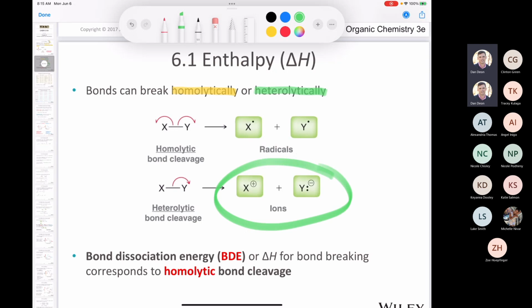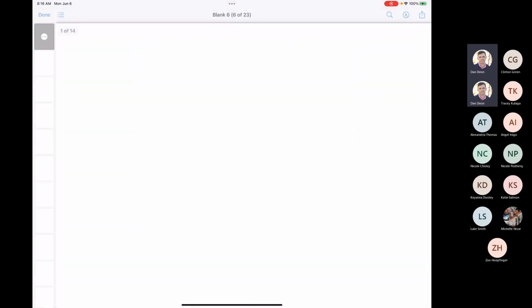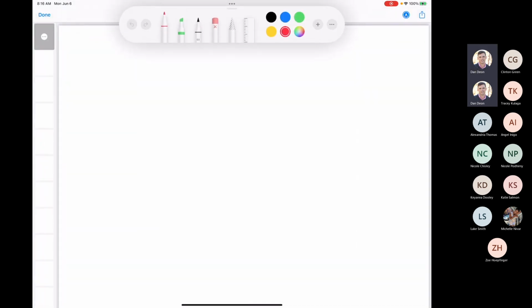And the bond dissociation energy, or the delta H for bond breaking, corresponds to homolytic bond cleavages. And so from now on, whenever we talk about the delta H for a reaction, and I'm going to bring up bond dissociation energies a little bit with you today, we're always talking about homolytic bond cleavage. Okay, always talking about homolytic bond cleavage. So we're always going to be referring to this one right here, breaking the bond and ending up with a pair of radicals. Well, before we look at a table of bond dissociation energies, how much energy does it take to break a bond? I want to go over to a blank document with you here just for a second and go over a little bit of background with you on enthalpy.